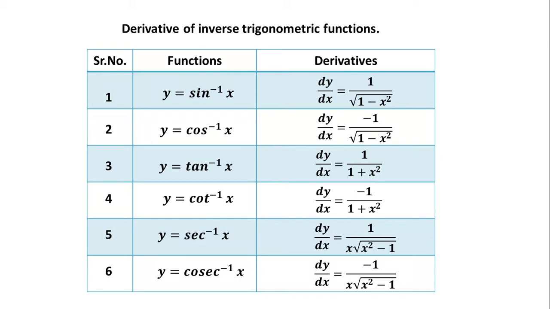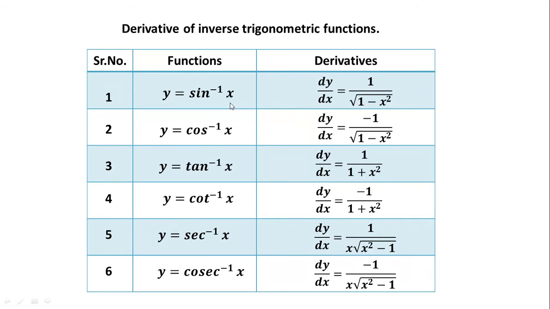Why it is minus? Because the graph of cosec inverse x is always decreasing. So remember, in case of sec inverse x, we have to take 1 upon x into root of x square minus 1, and in case of cosec inverse x, we have to write the derivative as minus 1 upon x into root of x square minus 1. All the results were proved in our last lecture.